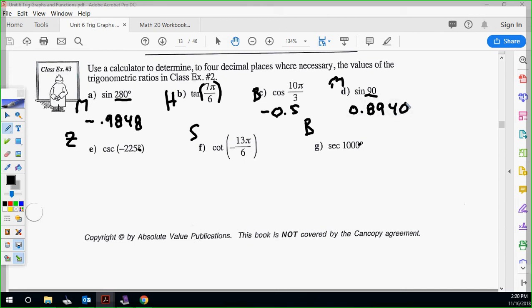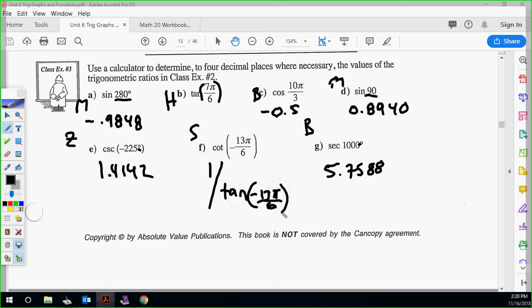Okay, good. Zoe for E? Okay, good. Sadie, did you get F yet? Okay, we'll look at that one and come back to it. And then Ben, what'd you get for G? 5.75. Okay. Sadie, make sure it looks like this. That's how you put it in your calculator. Make sure you're in radian mode.